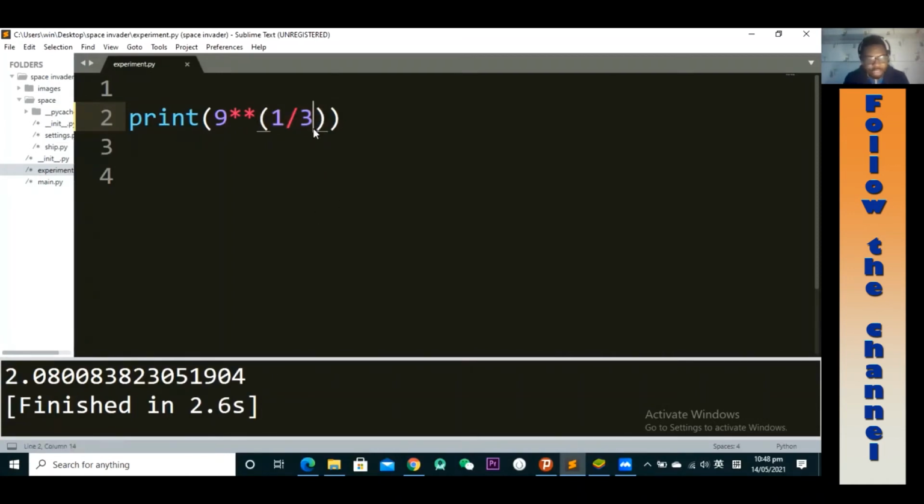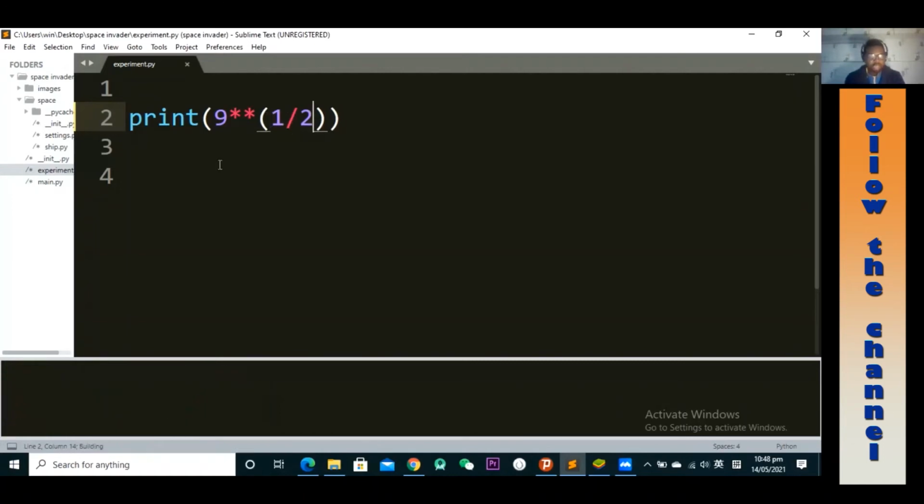Now, let's find the square root. If I raise 9 to the power of half, that is equated to the square root of 9. So what is the square root of 9? 3 by 3, right? So the square root of 9 is 3. Let's check this out. As you guys can see down here, it says it's 3.0. Why are we getting a float? Because this half is actually a float.